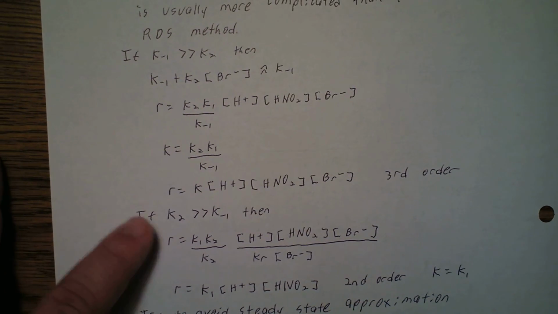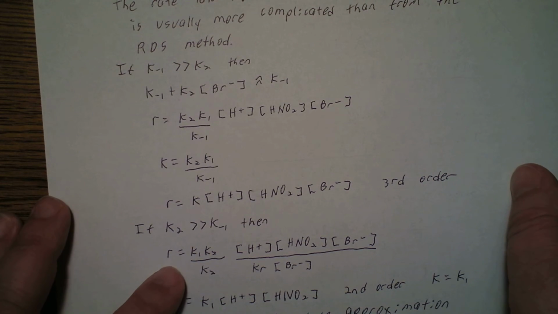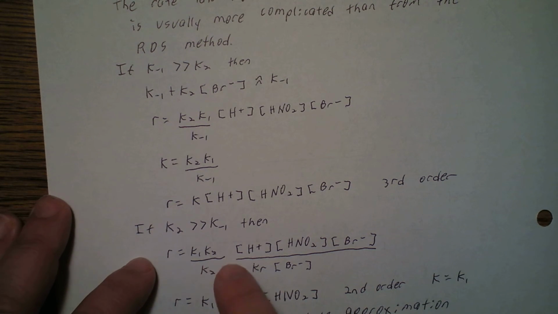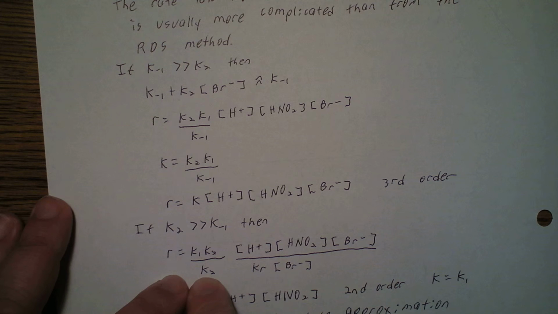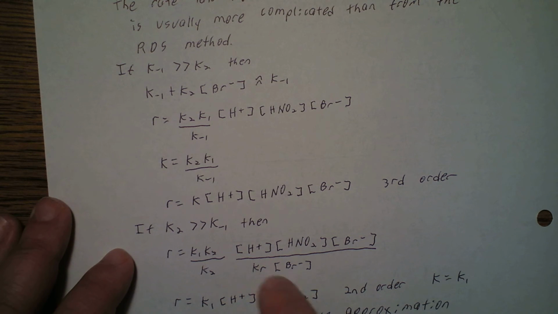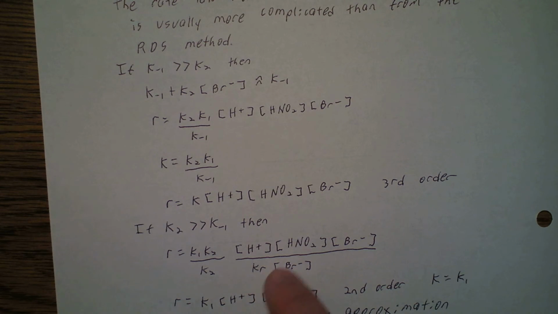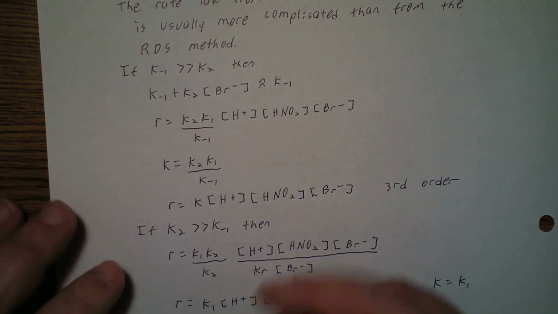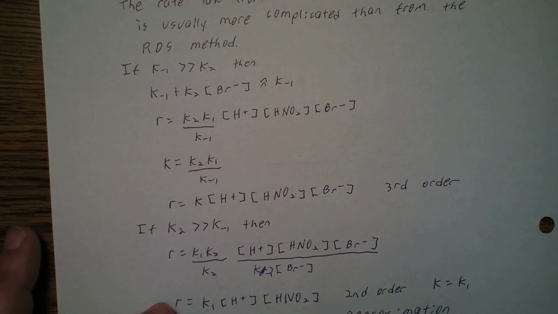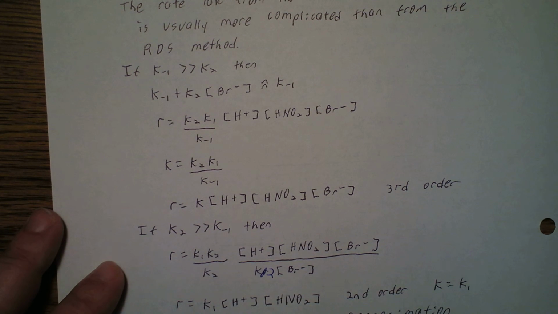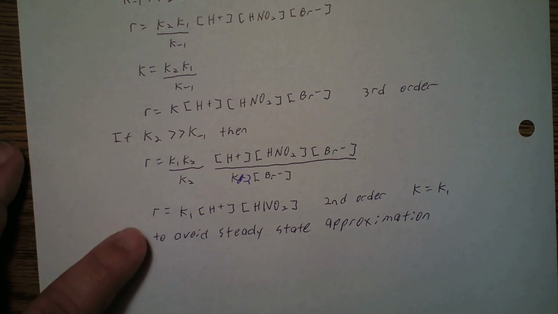Now if K2 is much greater than K minus 1, then what will happen is we'll get R is equal to K1 K2 times H plus times HNO2 times the concentration of bromide, divided by K2 plus the K. Oh, this should be K2, right? I think that's a typo. Holy cow. Yeah, that should be K2. Hold on. Oops. Okay, K2 times the concentration of bromide. So then these K2s are going to cancel out. Okay, something went wrong here. Okay, I'll have to figure that out later.